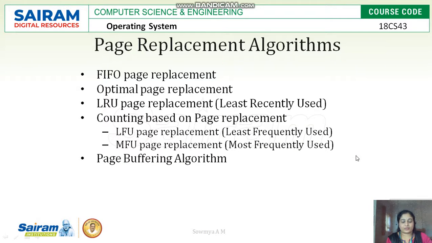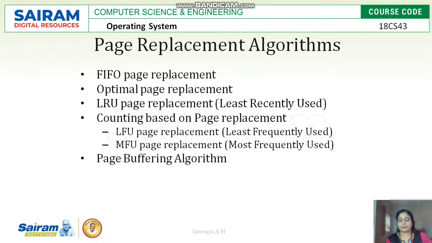Coming to page replacement algorithms, we have multiple of them. The first is first in first out page replacement, then optimal page replacement, and the least recently used page replacement algorithm. Continuing, we have least frequently used and most frequently used. The next one is the page buffering algorithm. These are the algorithms that we will be seeing in the next videos.